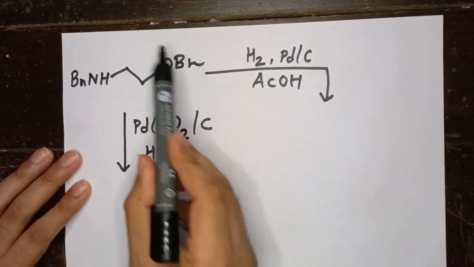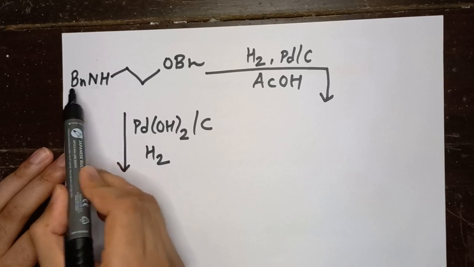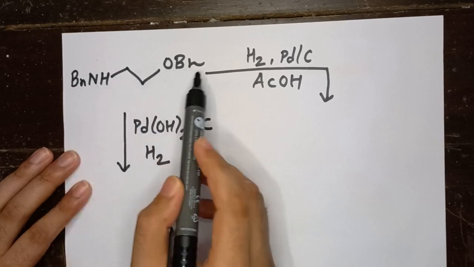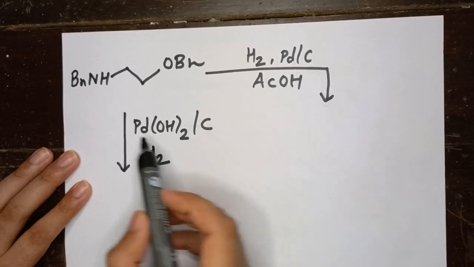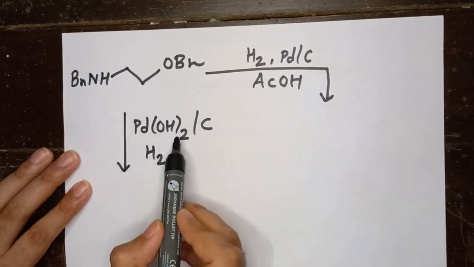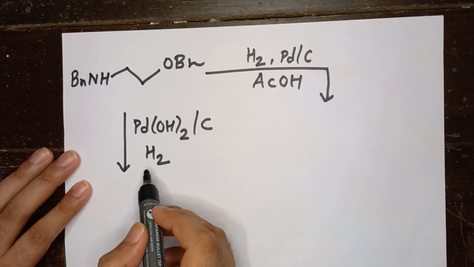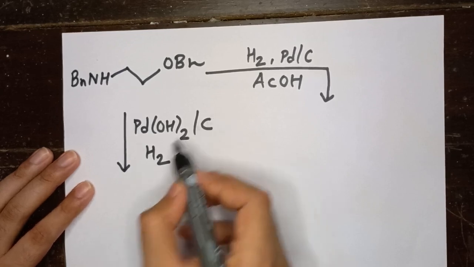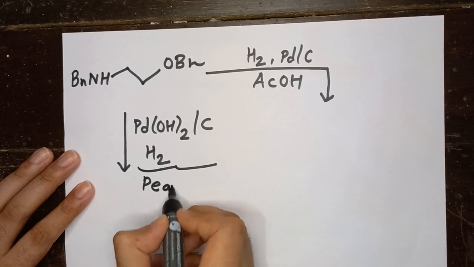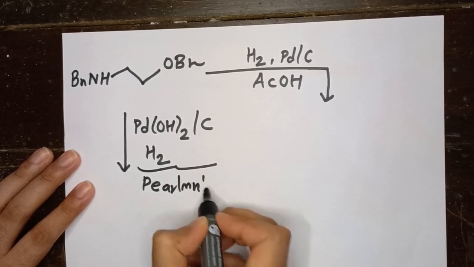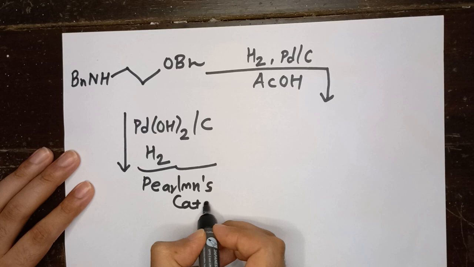Okay, so this is my starting material. I have an N-protected benzyl group and an O-protected benzyl group. In the first condition, I am using hydrogen, palladium supported on carbon, acidic media. In the second condition, I am using palladium hydroxide supported over carbon and H2 gas. And particularly this reagent is called Pearlman's catalyst.